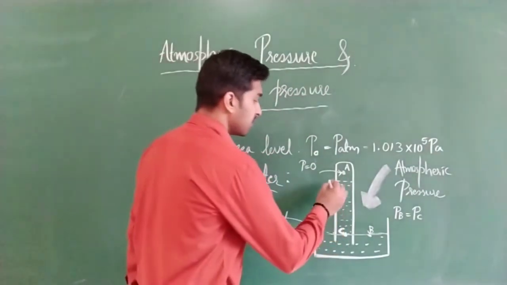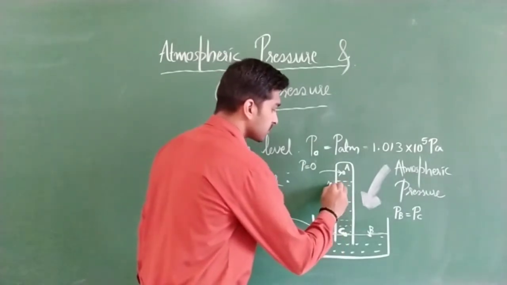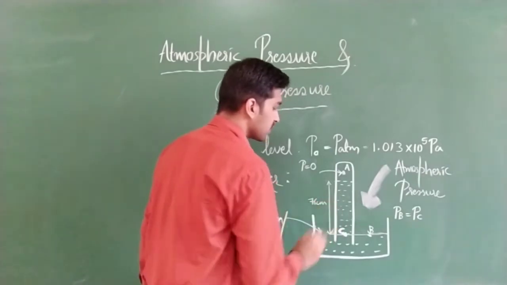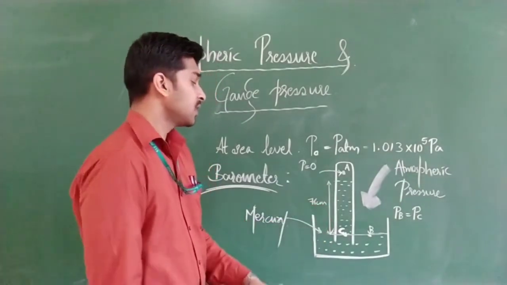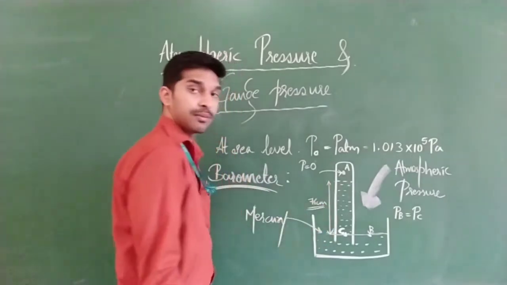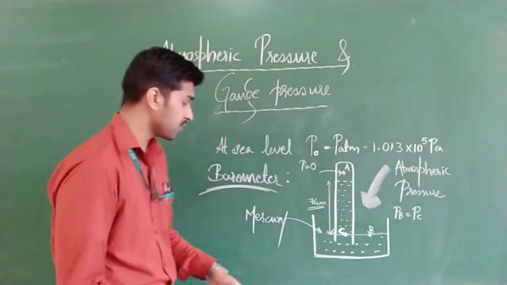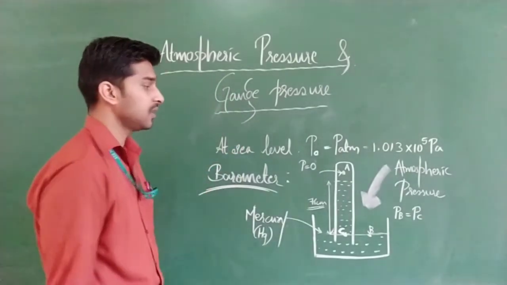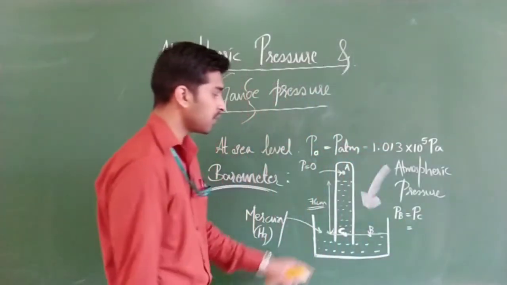Basically what will happen when we keep it inverted, this value turns out to be 76 centimeter. Clear? This value will turn out to be 76 centimeter. So from this point to this surface, this value comes out to be 76 centimeter, or 760 millimeter of Hg. Hg means mercury. In some books they will directly write this symbol Hg. Clear? So what can I write here, Pb is equal to Pc, or Pc should be equal to what?